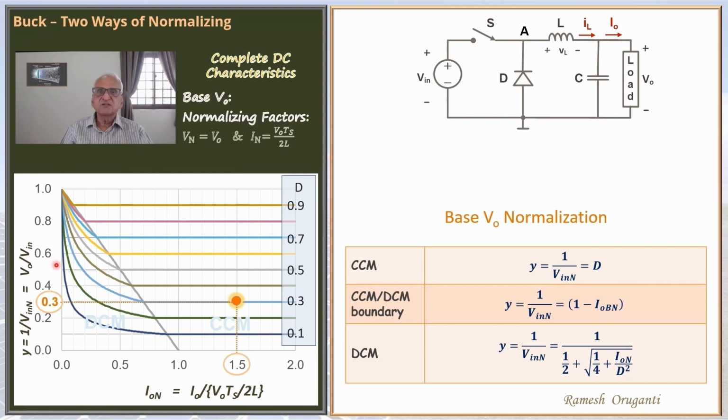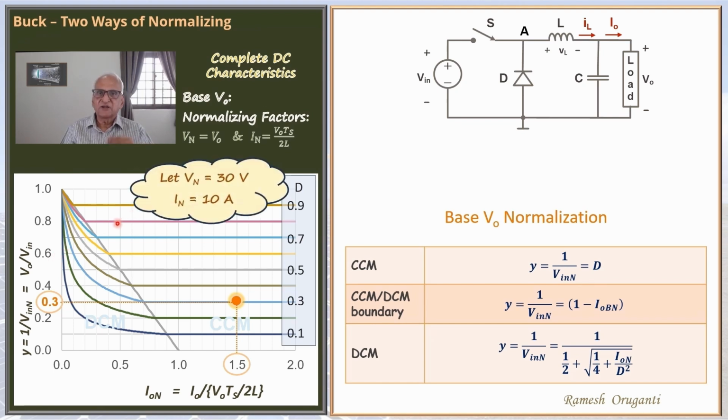As an illustration, let's assume Vn, the normalizing voltage, is 30 volts. That means the output voltage is 30 volts. And In, the normalizing factor for current, is 10 amperes. The input voltage will be 100 volts. 100 times 0.3 will be 30 volts. And the output current will be 15 amperes, 1.5 times 10. Since 1 over Vin N is 0.3, Vin N is 1 by 0.3, or 3.333.